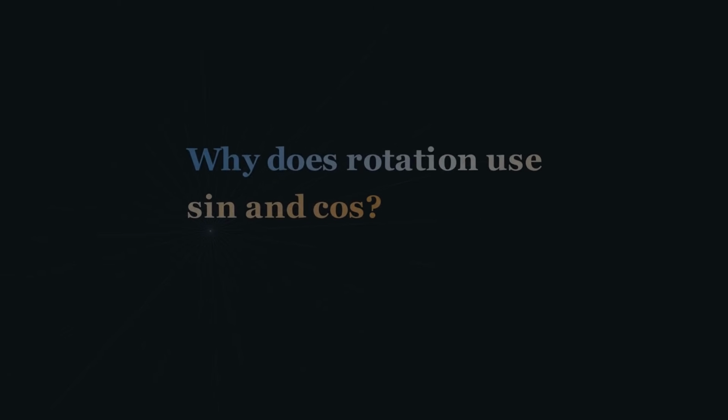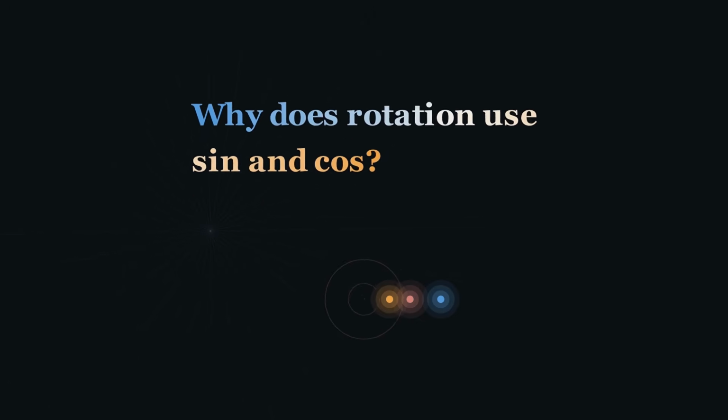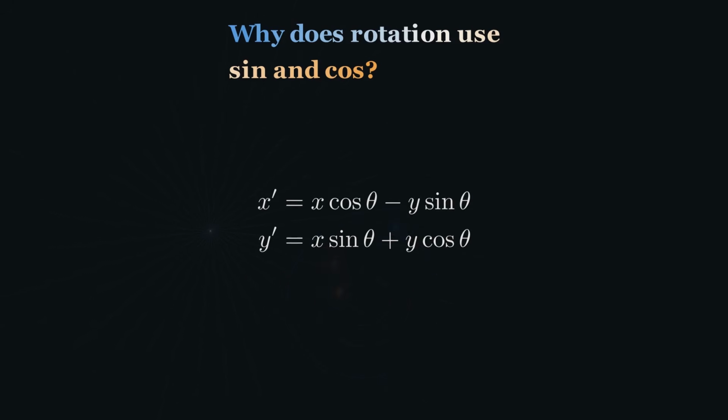Here's something you've used 100 times without ever questioning it. Every time you rotate something, a point on a screen, a character in a game, an image turned by a few degrees, the formula that does the work is built out of sine and cosine. Always those two. Not square roots, not logarithms, not some exotic function.